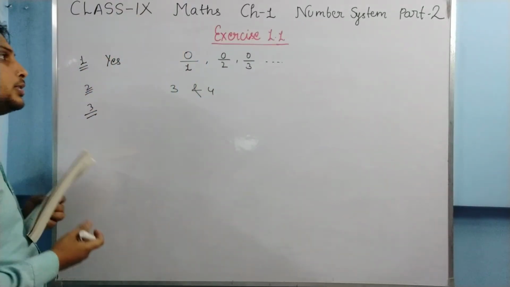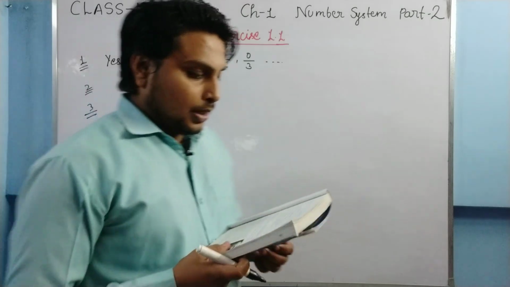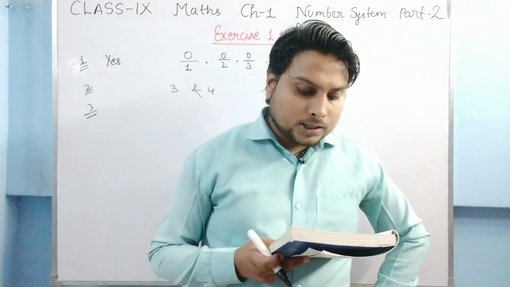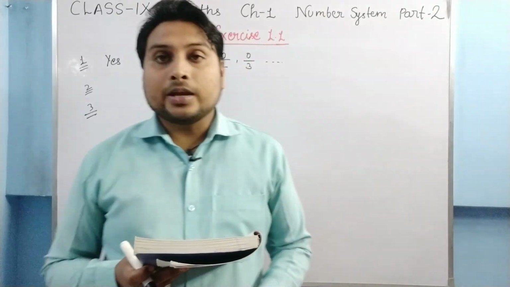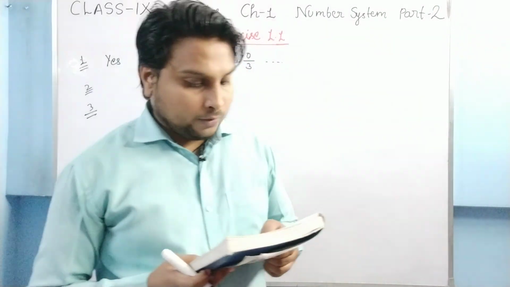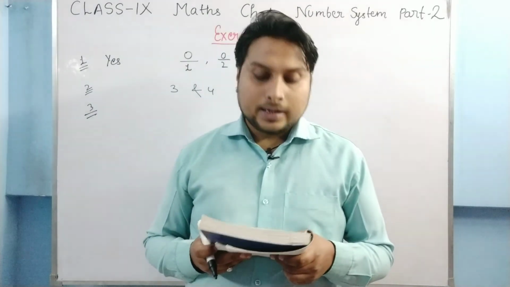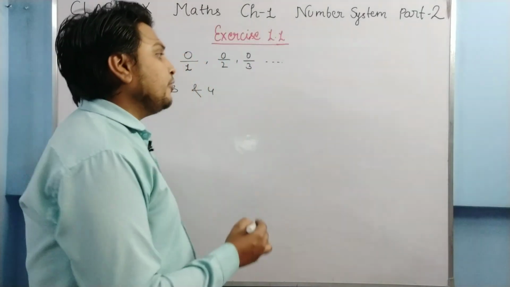Okay, we have done the examples on the basis of that. Fourth question, state whether the following statements are true or false. Give reason for your answer. The first part is every natural number is a whole number. Can we say that every natural number is whole number?